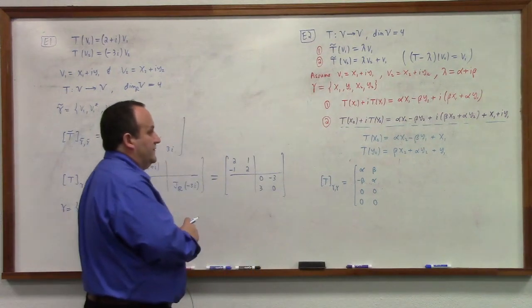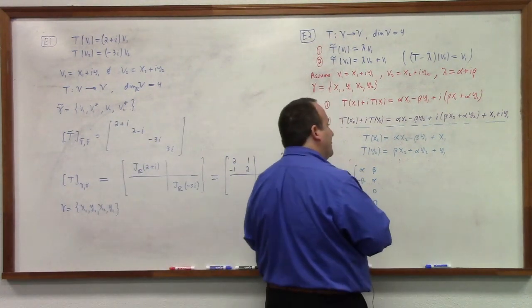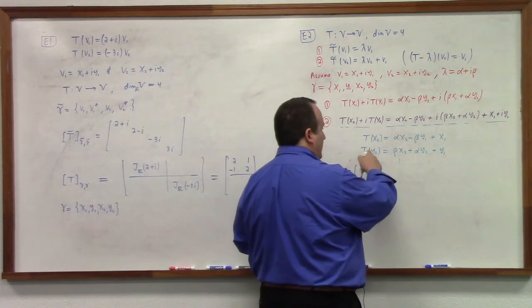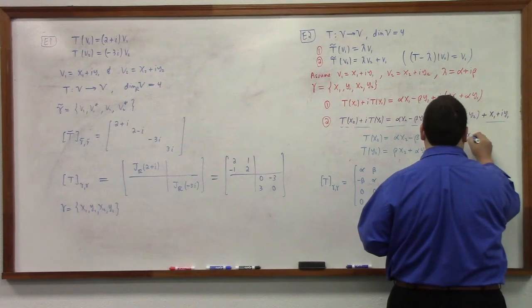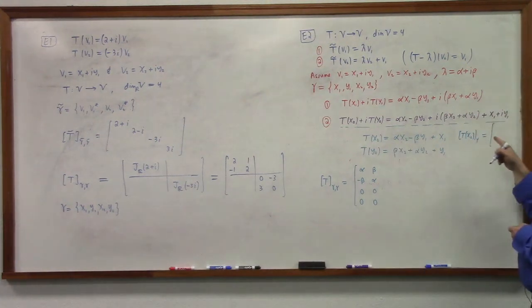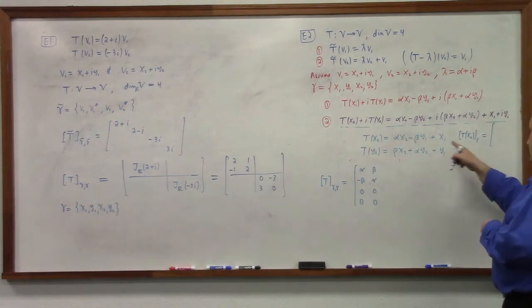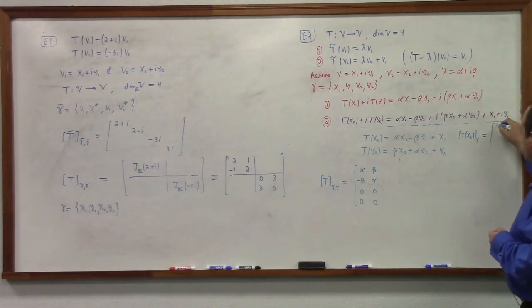And then the next one would be x2. Well, the question is, what is the coordinate vector of T of x2 with respect to the gamma basis? I'll write it here before I write it in the matrix. So look at this. What's the coefficient of the first thing in the basis? First thing in the basis is x1. So the first thing here goes as 1.